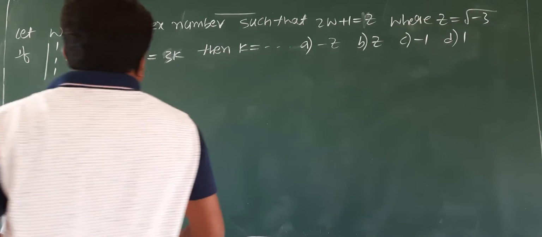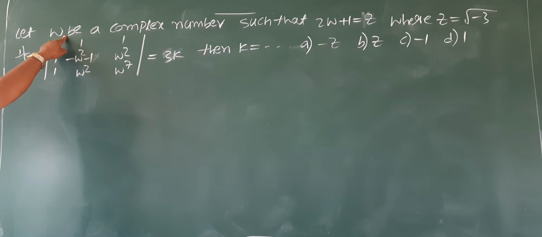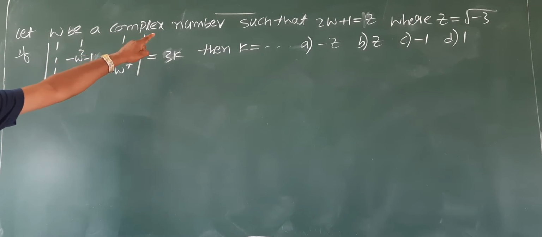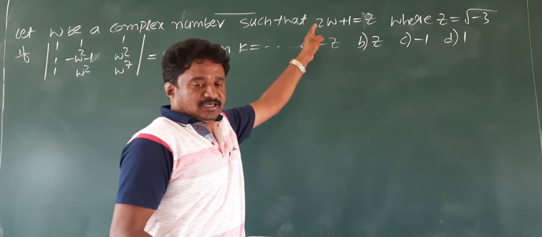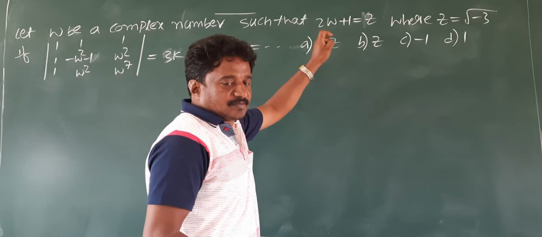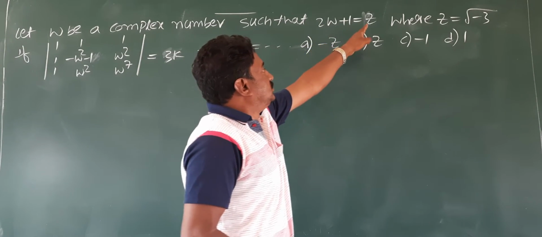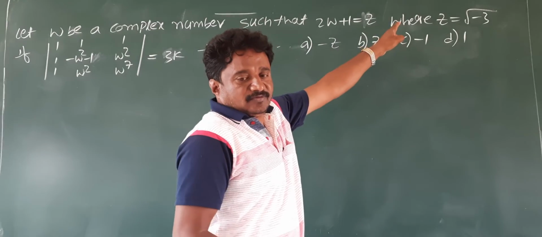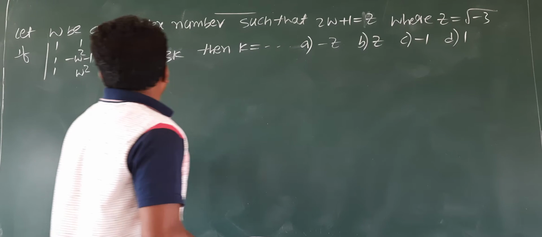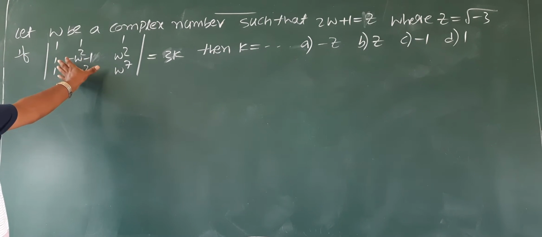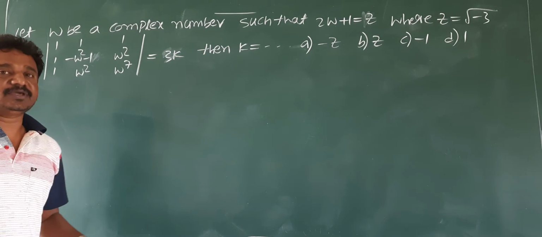Let omega be a complex number such that 2 omega plus 1 is equal to z, where z is equal to root of minus 3. Then if this determinant value is equal to 3k, then find the value of k.